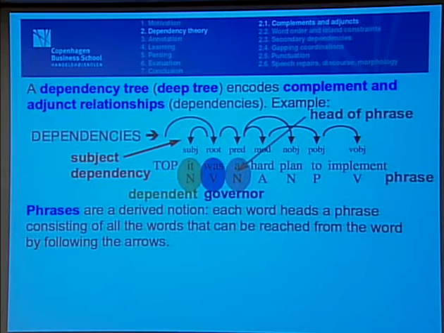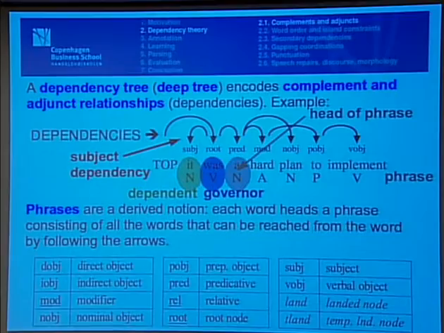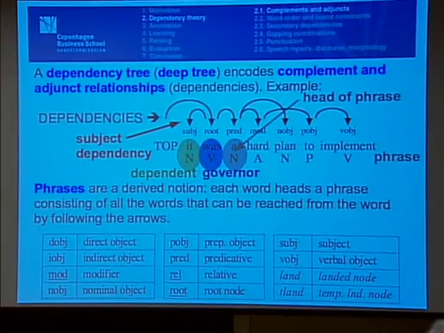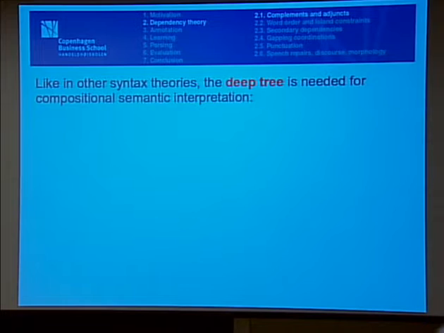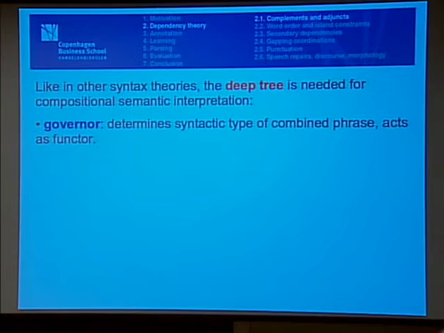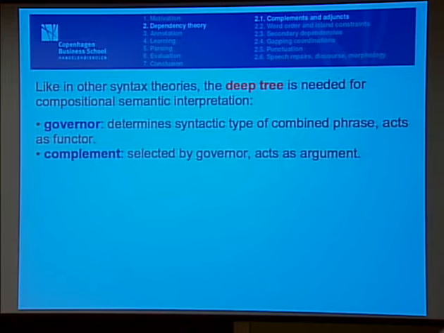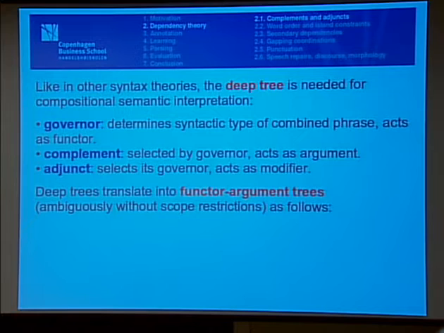Then you can have lots of different dependency labels. Some of them are reserved to be complement relations. Others are reserved to be adjunct relations, and they encode things like direct and indirect objects, subjects, adjuncts, and so on. Like in other syntax theories, a deep tree is needed for compositional semantic interpretation. So the governor determines the syntactic type of the combined phrase and acts as a functor. The complement is lexically selected by the governor and acts as an argument. And the adjunct selects its governor lexically, but acts as a modifier to the governor. So it's basically a functor to the governor. So we can translate deep trees, the dependency trees, into functor argument trees.